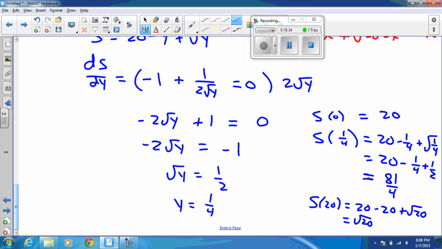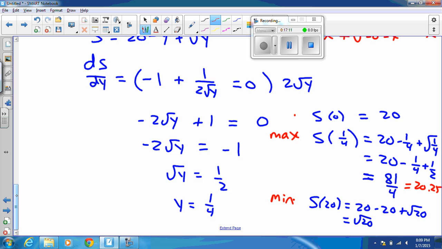Okay, so having evaluated these, we now need to figure out which one is the largest and which one is the smallest. And I think it's pretty clear that 20 is bigger than the square root of 20. And it is also pretty clear that 20 and 1/4 is bigger than 20. So our largest is going to be the max, s of 1/4, which is 20 and 1/4, or 20.25. And the smallest of these three is going to be the min, which is square root of 20.